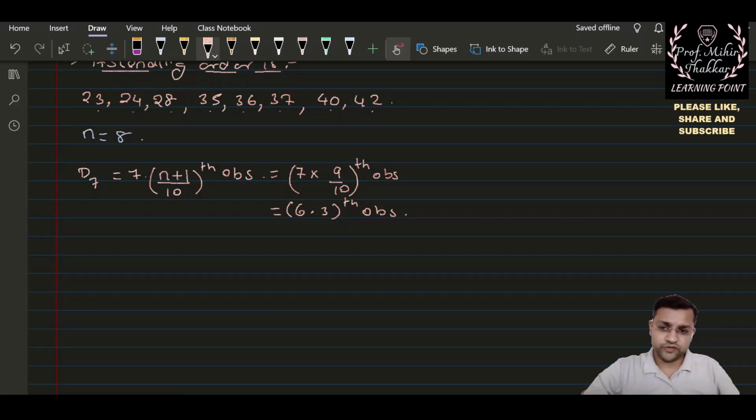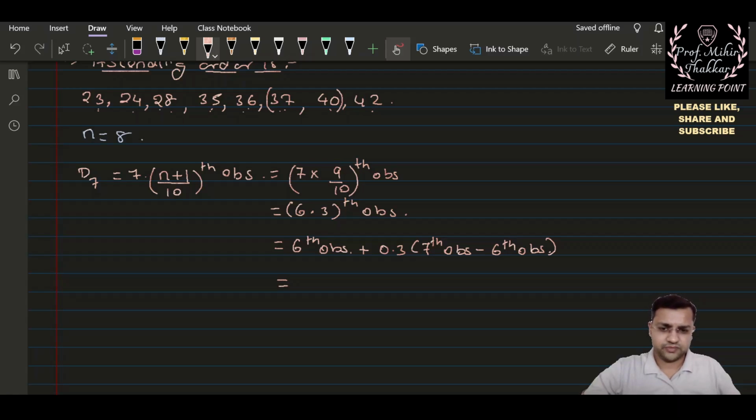So how do we get this? Just as we did in the case of the quartiles, split it into two parts: 6th observation plus. Now 6.3 lies between which two numbers? It lies between 6 and 7. Therefore the 6.3rd observation has to be between the 6th observation and the 7th observation. So we get the additional difference, which is 0.3 multiplied by the 7th observation minus the 6th observation. First, second, third, fourth, fifth, and 6th. And this is the 7th. So we have to use 37 and 40.